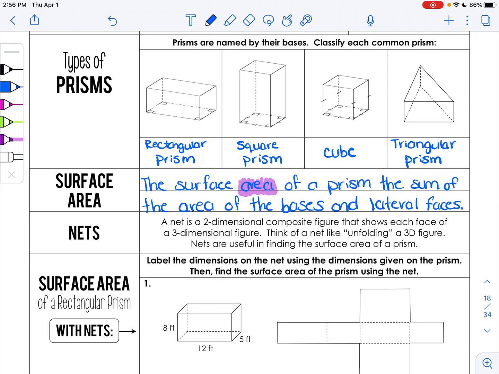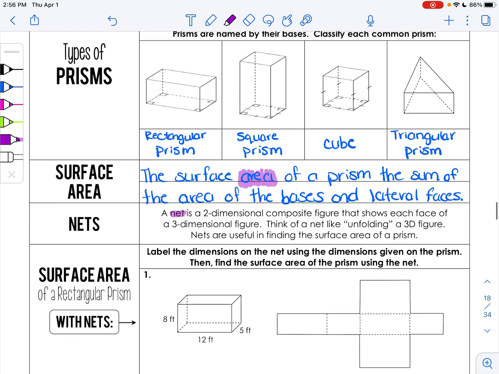One thing that's helpful when finding surface area is using nets. A net is a 2-dimensional composite figure that shows each face of a 3-dimensional figure. So a net is kind of like a 3D figure unfolded so that you can see that 3D figure and all of its faces. And it's very useful when finding surface area.